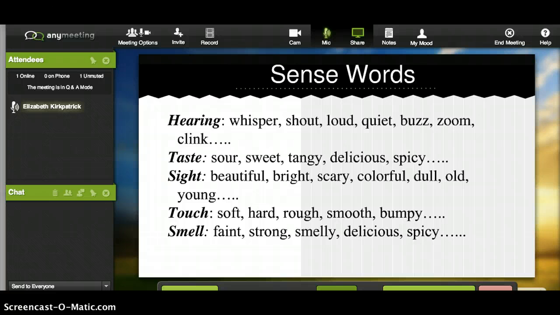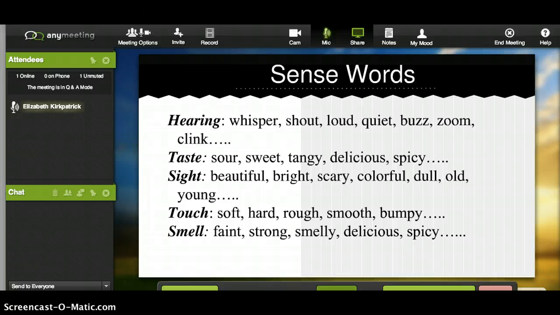For taste, what's something that tastes sweet? Yeah, candy is a good example. So think about, where would you be eating candy? Where would you taste something sweet? Right. Now, how about sight? What is something that's scary? Right. Do you usually see scary things during the day? No, typically we see scary things at night, right? So that would be another important idea.